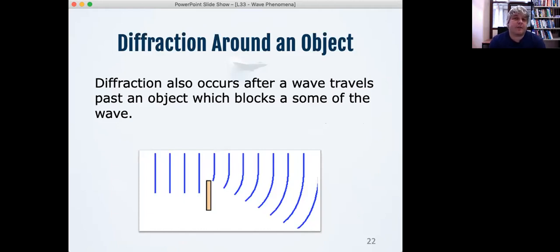This is the same for diffraction around an object. So it might, rather than being a little opening in a wall, it might just be a small block in the way, a small object in the way. And the exact same thing happens. Obviously, you'd get some reflection off the object itself, but the part that goes past the object will diffract and bend around and sort of end up curving past and spreading out a bit after the object. So that happens as well.